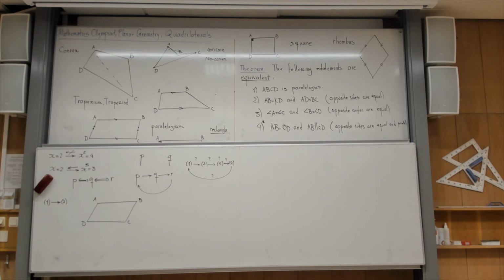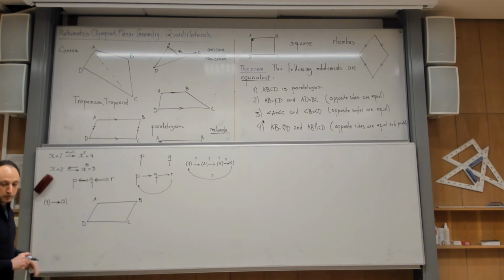How do we define a parallelogram? The definition is: a parallelogram is a quadrilateral having two pairs of parallel sides. So the first statement basically says that AB and DC are parallel, and AD and BC are parallel. Yes. Because I know 1 is true.